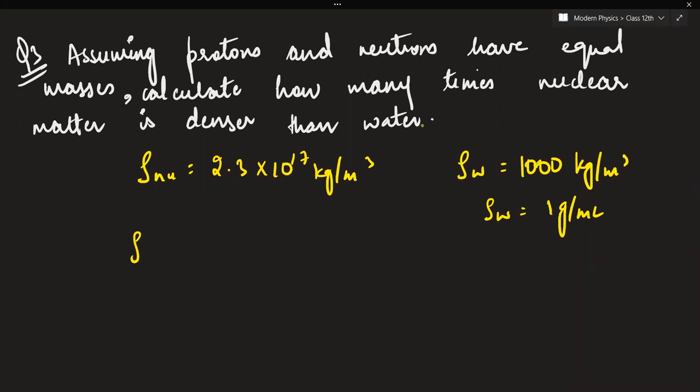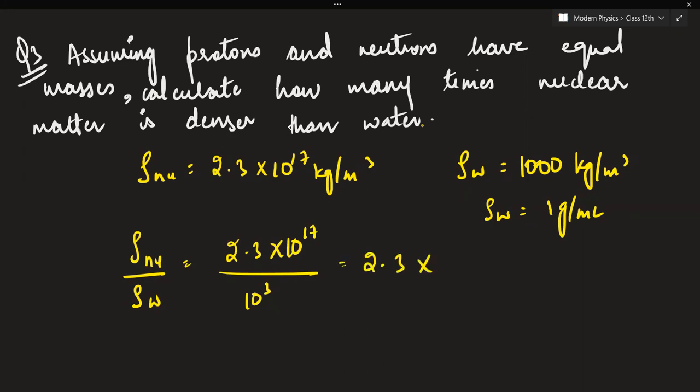So yes, if we take the ratio, 2.3 into 10 to the power 17 by 10 to the power 3, your answer will be 2.3 into 10 to the power 14, and units will get cancelled. So how many times nuclear matter is denser than water? It is this many times denser. Then you can make the comparison. Note down this one as well.